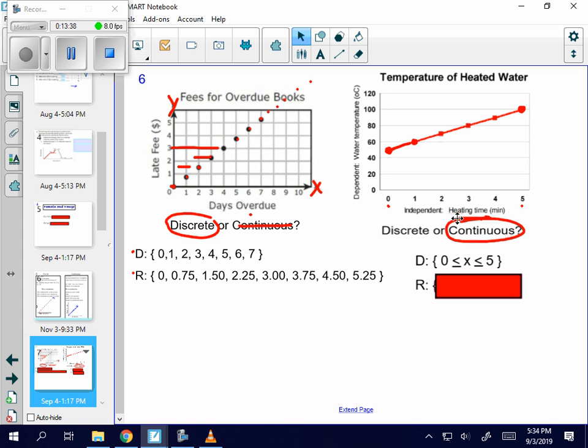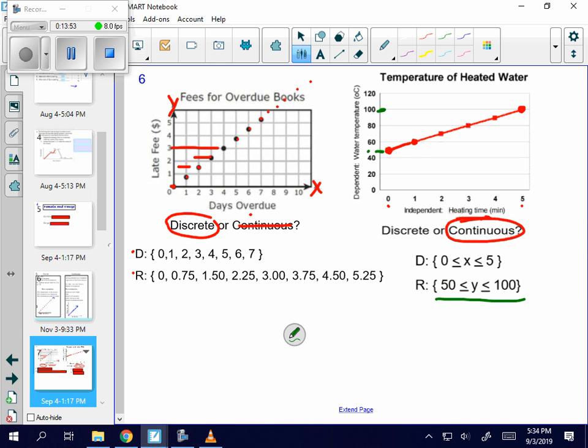So the range, we'll now be talking about our y values. We go from here to here. Isn't that in between 50 and 100? On a continuous graph, you'll always give a compound inequality for your answer. On a discrete graph, we typically give the actual values from the graph, the ordered pairs.